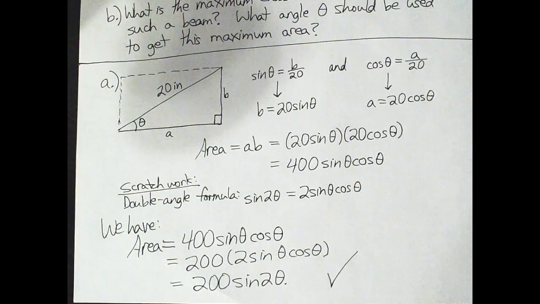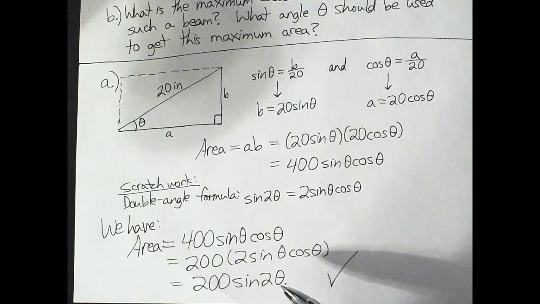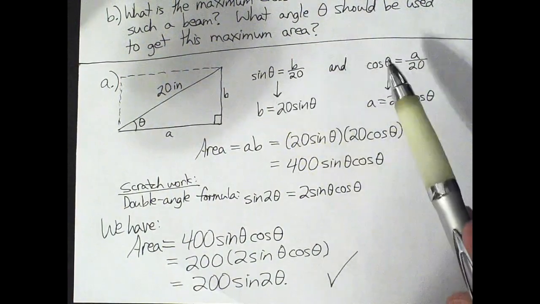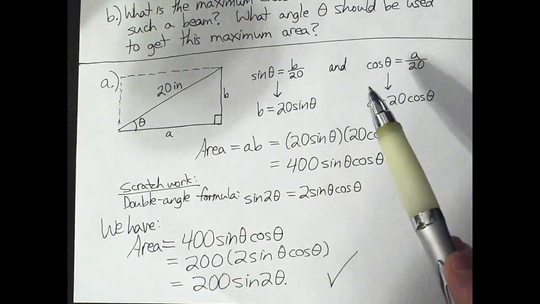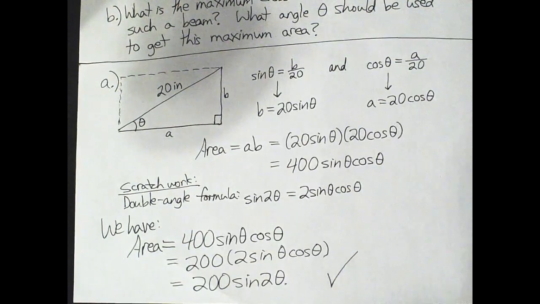We kind of knew what the answer was going to be. They told us to show that the area equals this. So in a problem like this, you already know what the area function is supposed to be, and your job is to sort of justify why that is the area function. And it was because of these triangle identities, then combining them, and then the double angle formula.